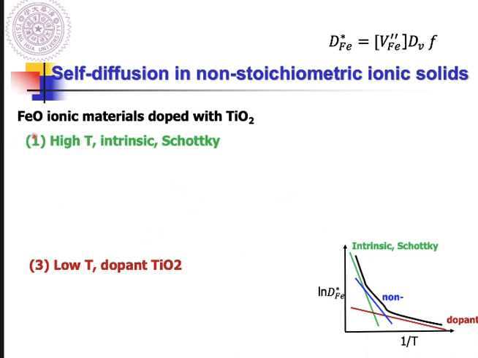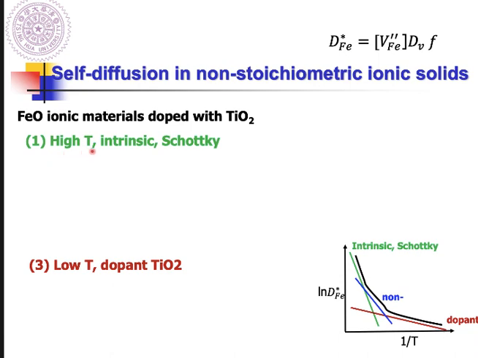So the example I want to show you here is an iron oxide ionic material, which I dope with titanium dioxide. Here the iron ion has two positive charge and the titanium ion has four positive charge. So can you try to formulate the DFE at the intrinsic regime and also at the dopant regime? Next, we will move to the non-stoichiometry effect in detail in the next slide. So let's deal with this one first.